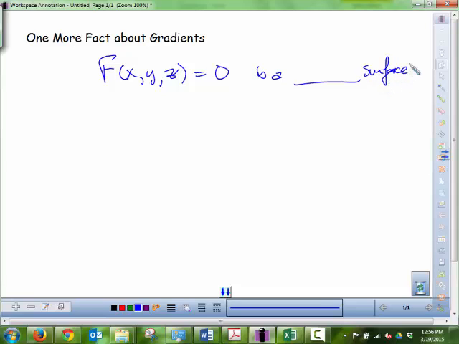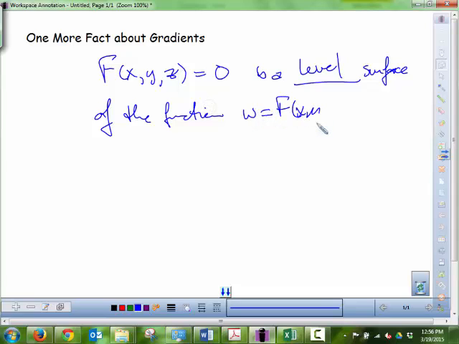But not only is it a surface, we can think about this as a level surface. Remember we talked about level surfaces? So it's a level surface of the function f of x, y, z.